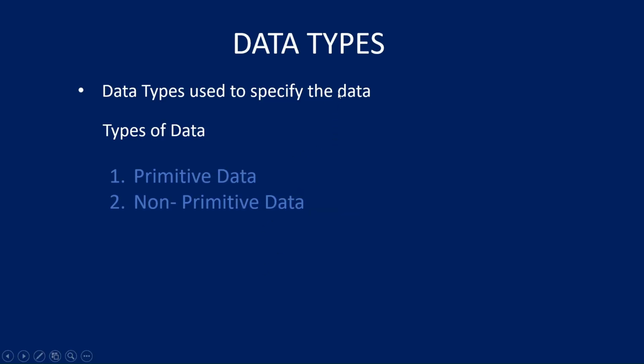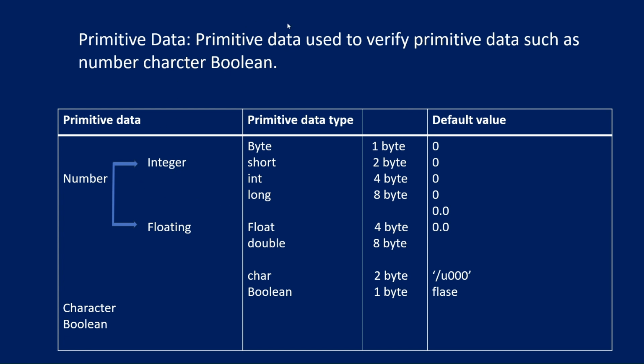So what are data types? Data types are used to specify what type and what kind of data will be stored. There are two types of data in Java: primitive data and non-primitive data. Let's discuss one by one. First, let me discuss primitive data. Primitive data is used to store primitive data such as numbers, characters, and boolean.